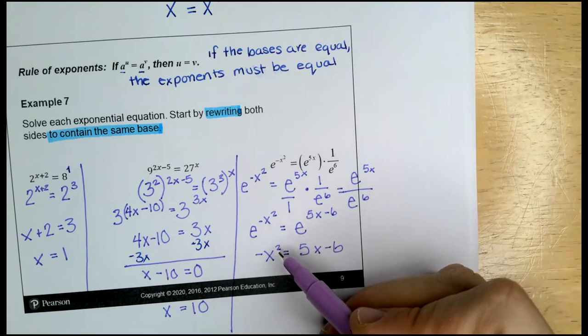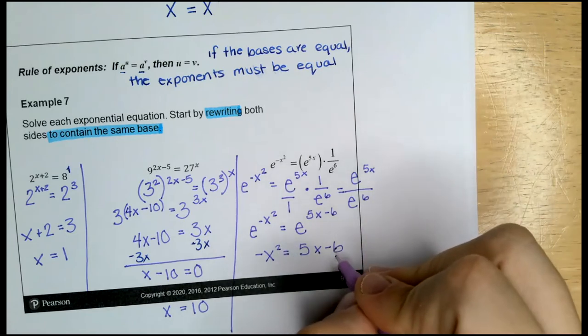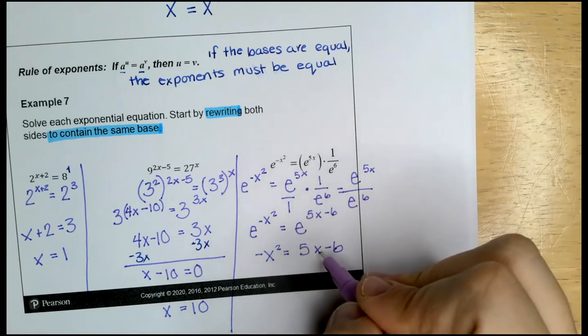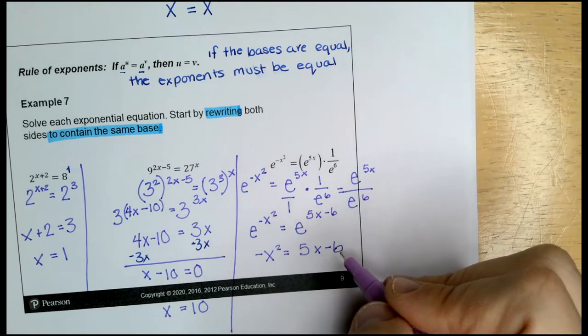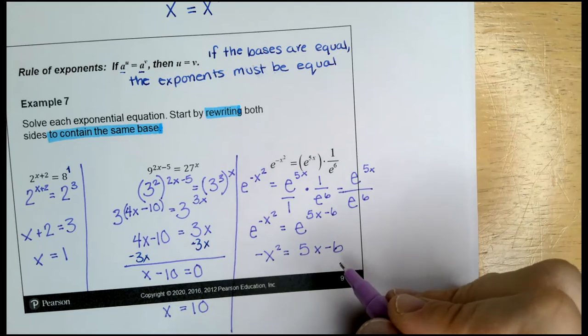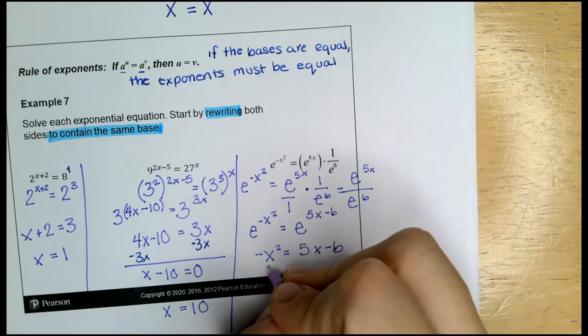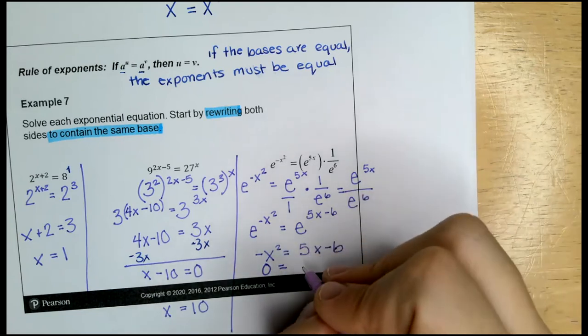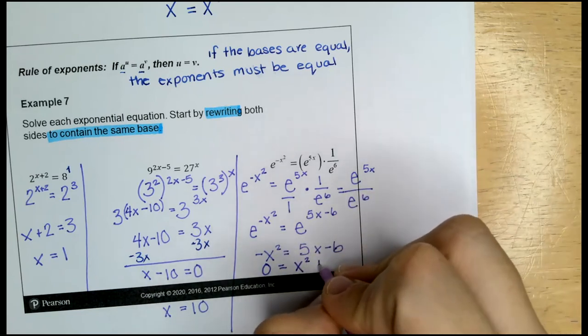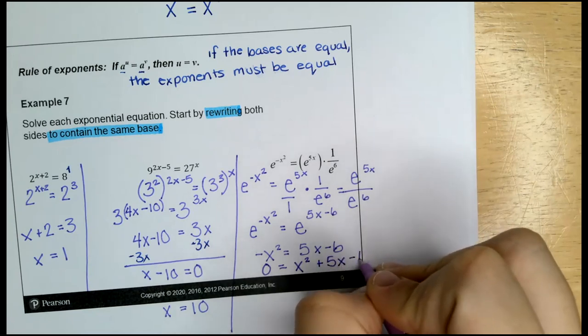If I have an x squared, and an x to the 1st power, and an x to the 0 power, that looks like a quadratic equation, right? We can use the quadratic formula to solve it, or we can factor it. First, let's put it into standard form. So I'm going to say 0 is, because I want my leading term to be positive, x squared plus 5x minus 6.